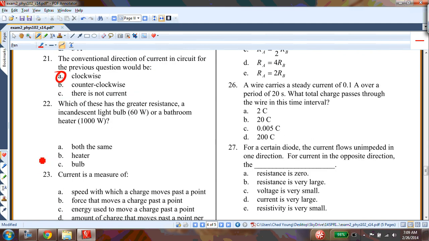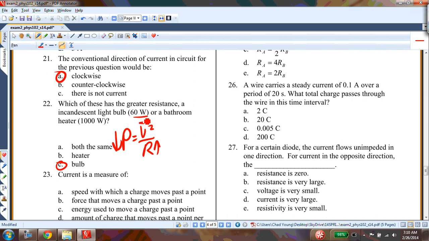Which of these has a greater resistance? All right, the one with the lower power has the greater resistance. So it's going to be the 60-watt bulb. You can think about this in a couple of different ways. P is V squared over R, and the one with the greater resistance gives the lesser power. I know this because the voltage here remains constant.